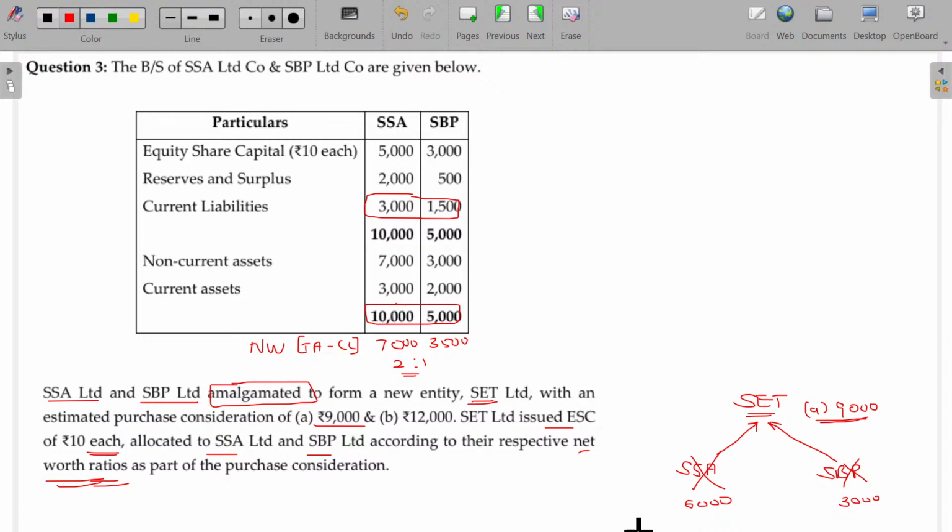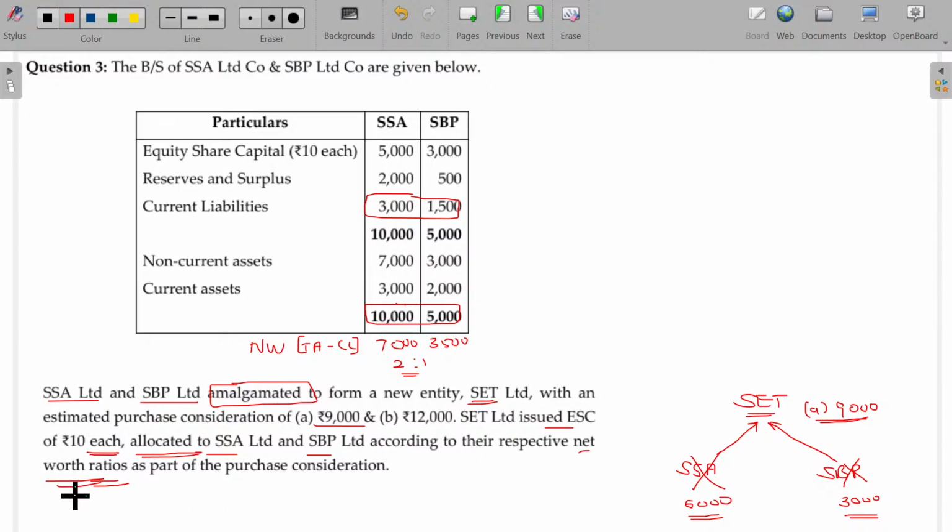Is that clear? Hope you will be now able to understand this. 6,000 for SSA and 3,000 for SBB, as SSA and SBB both are taken over by SET. So SSA and SBB get the consideration from SET, and the total consideration for these two companies put together is 9,000. Out of the 9,000, what is the amount for SSA and what is the amount for SBB? The last line clearly states that purchase consideration is allocated to SSA and SBB in their respective net worth ratio.